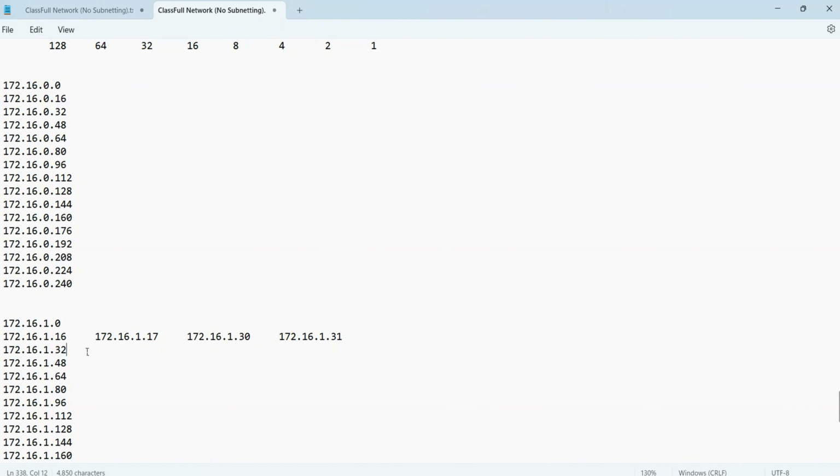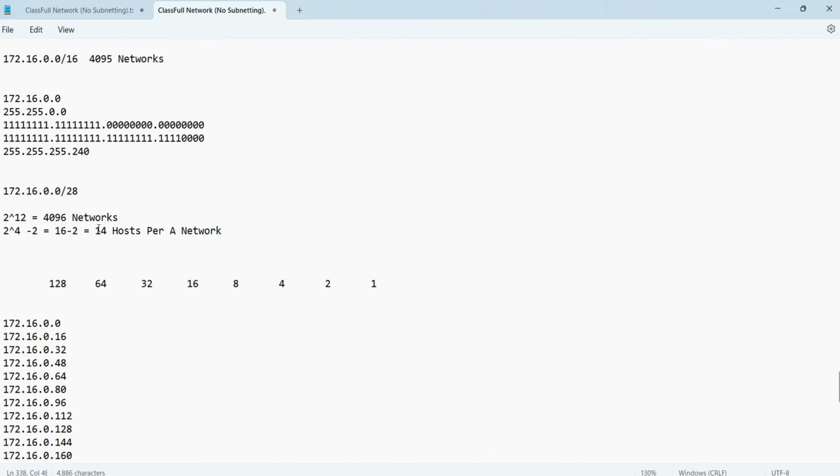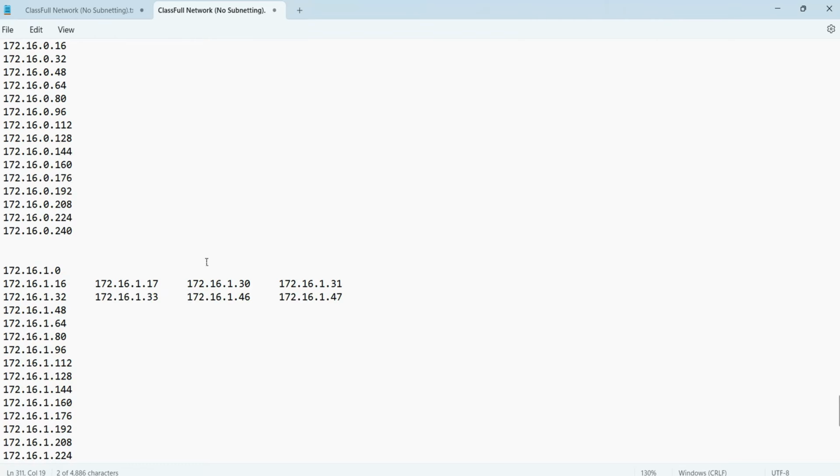And you see this? If I have this network over here, 172.16.1.33 is the first host. 172.16.1.46 is the last host. And then 1.47 is the broadcast. You see that? So each network comes with how many hosts? 16 hosts. I'm getting 14. 16 minus 2 is 14. So 2 to the 4 is 16, minus 2 is 14. If you count from 17 to 30, that's 14. From 33 to 46, that's 14.